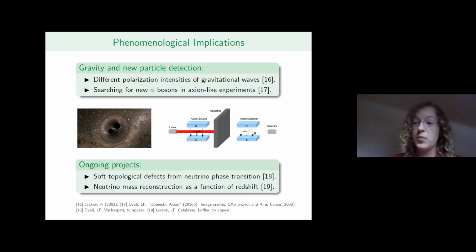So this was something we found very interesting, and that's the reason why we now model independently, reconstruct the neutrino mass as a function of time. And this is very similar to reconstructions of the dark energy parameter or the Hubble constant as a function of cosmological time. So this brings me to my conclusion.